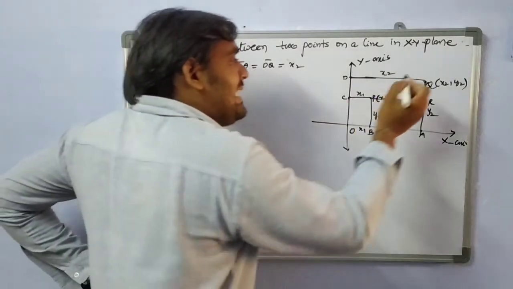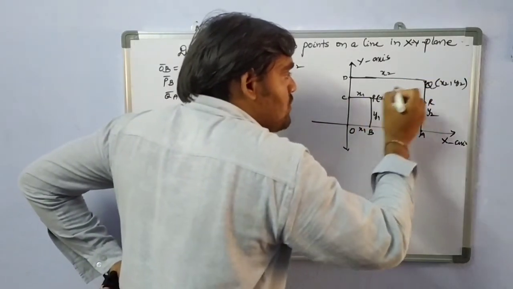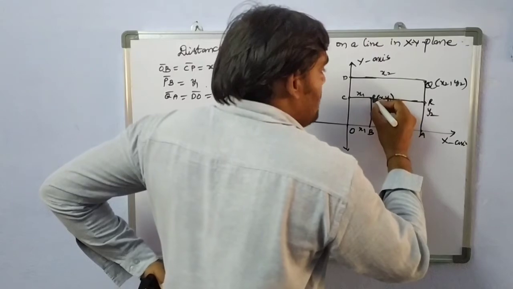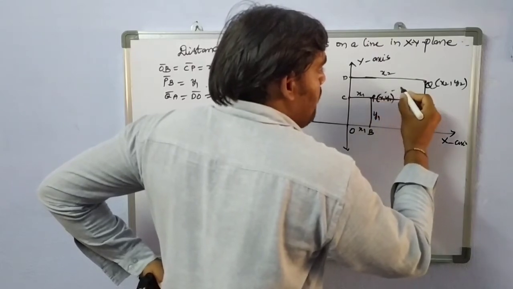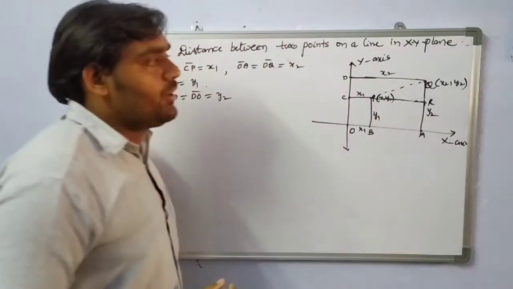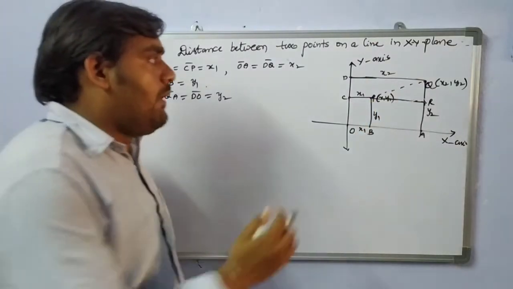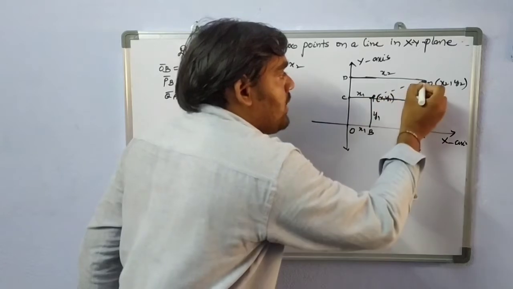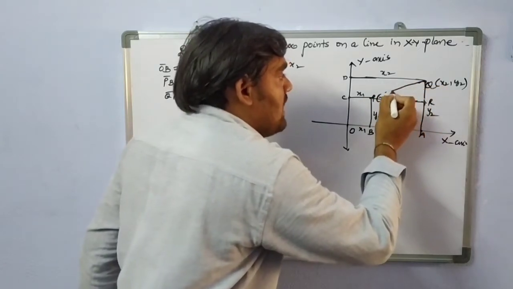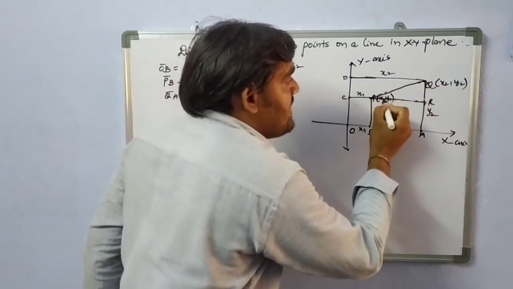Now our intention is we need to find the distance between these 2 points P, Q. This is the distance we need to find in this problem. P to Q. We have to find the distance between P to Q. When you join P and Q like this, you will get a triangle.